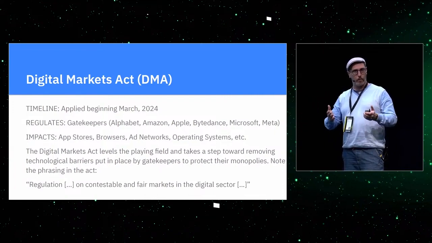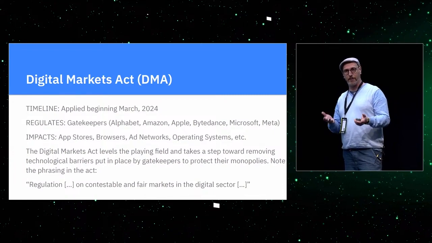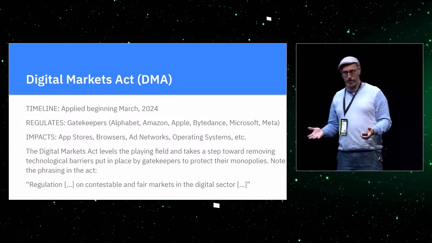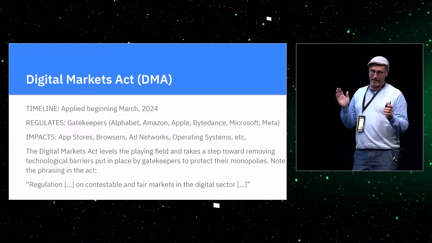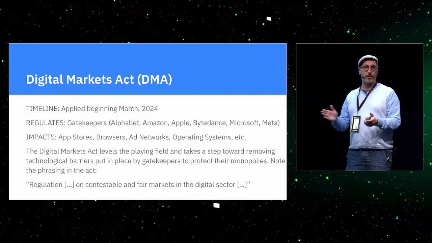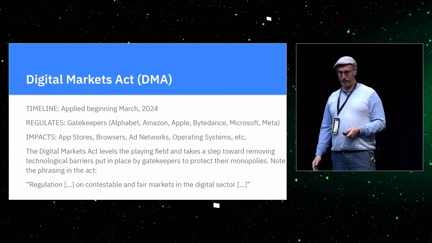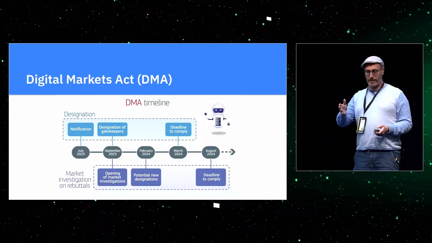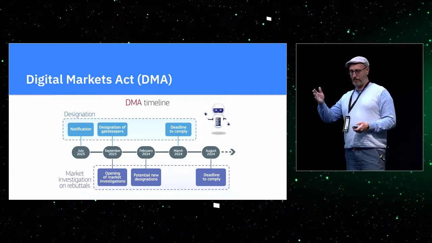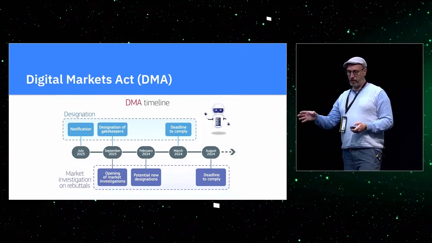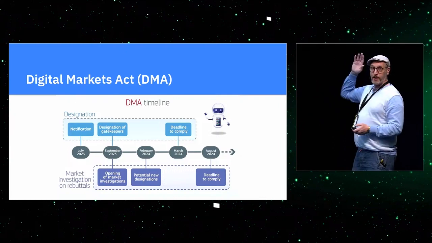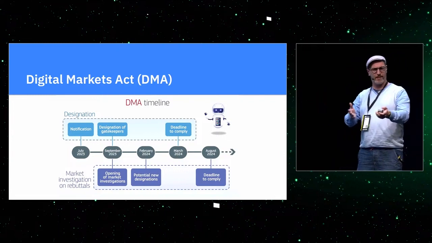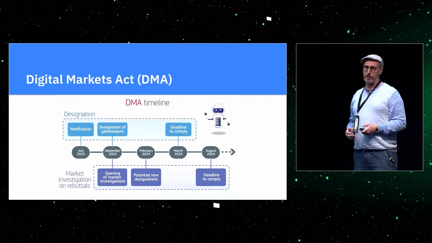I mean, it's classical monopoly busting, and the act itself is pretty clear. And I think, if you do decide to look up these legislation pieces, you'll see that the regulators worked hard on the language, right? The regulation on contestable and fair markets in the digital sector. It's very clear. We've got a timeline. You can see before when I said enters force and in application. Right now, March, the deadline to comply, that is the application moment. I believe it's the 6th or 7th of March.